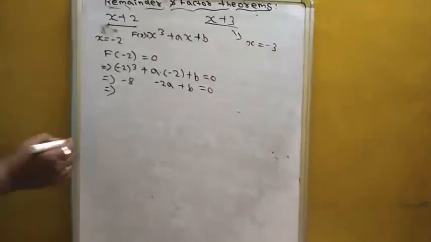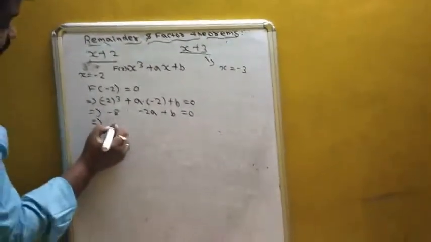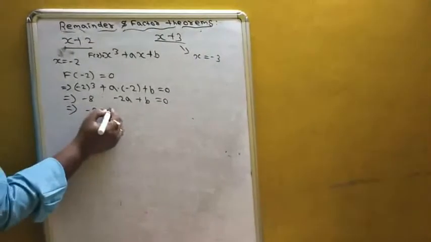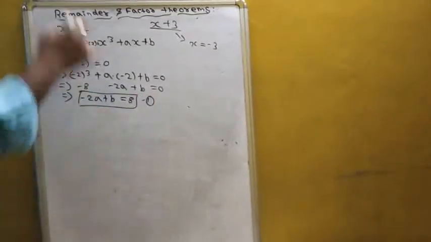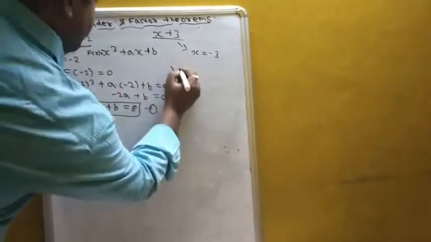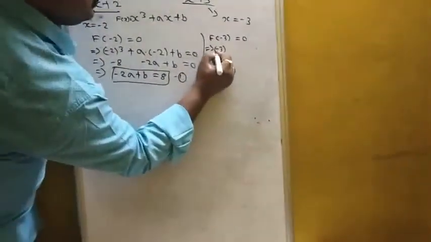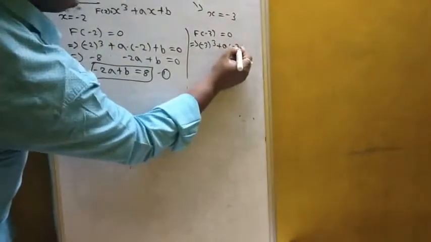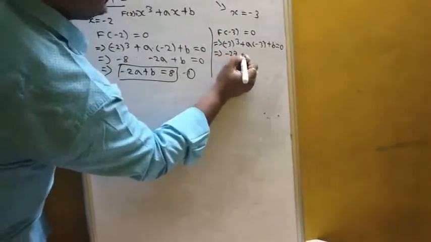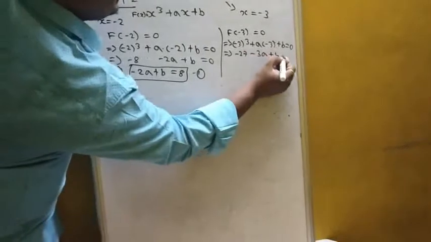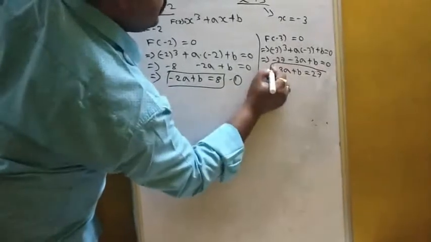So you are getting a linear equation in two variables. Minus 2a plus b equals 8, I can write it. So this is equation 1. Next you put f of minus 3 equals 0. So minus 3 cube plus a into minus 3 plus b equals 0. Minus 3 cube means minus 27, minus 3a plus b equals 0. Minus 3a plus b equals 27 is the second equation.